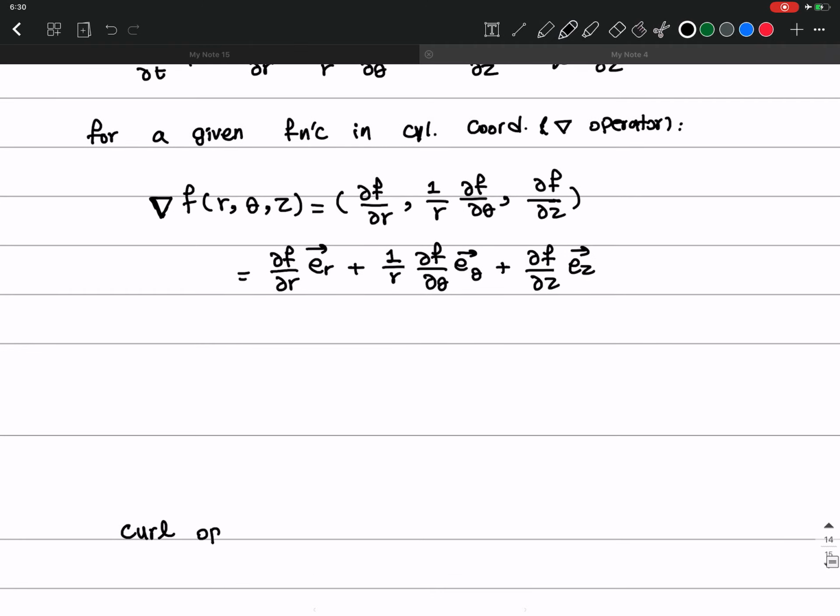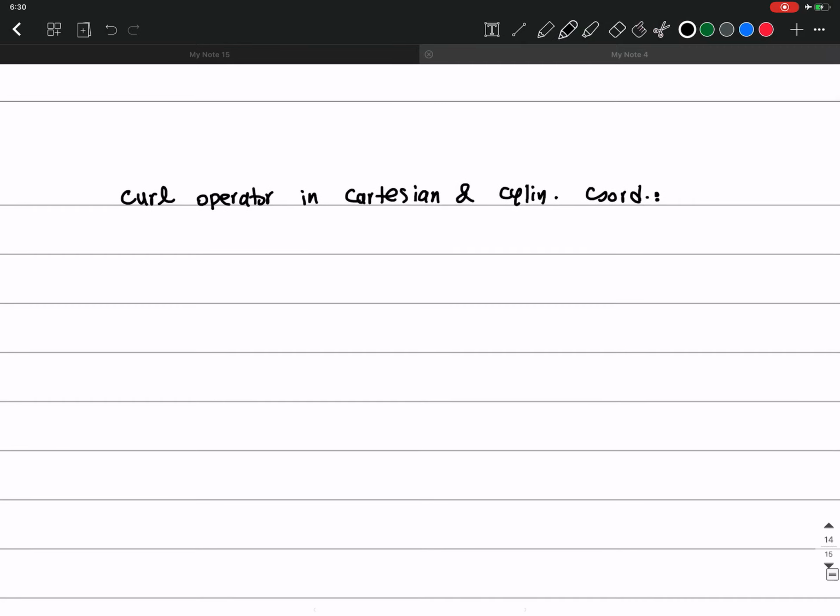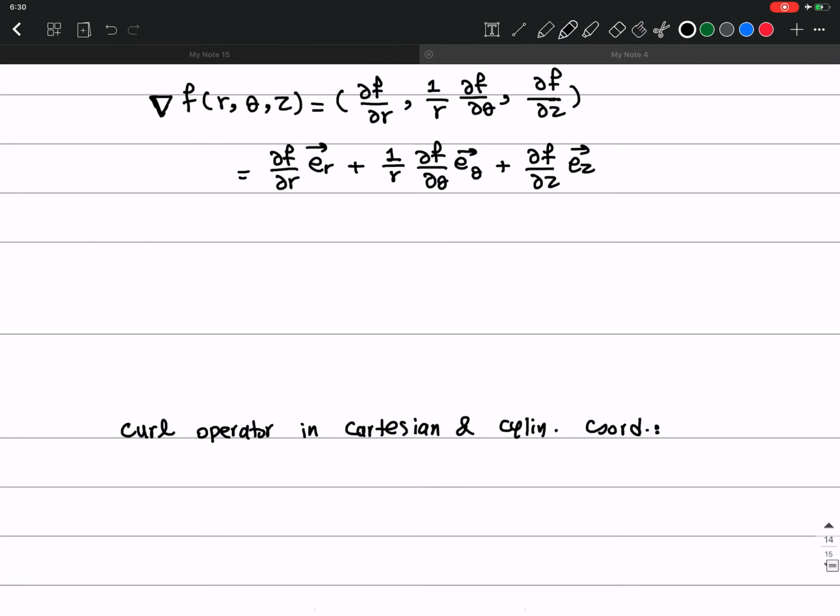And this is the curl operator in Cartesian and cylindrical coordinate systems. Let's see what they are. So in a Cartesian coordinate system, the curl of velocity is just the cross product of grad and the velocity vector, right?